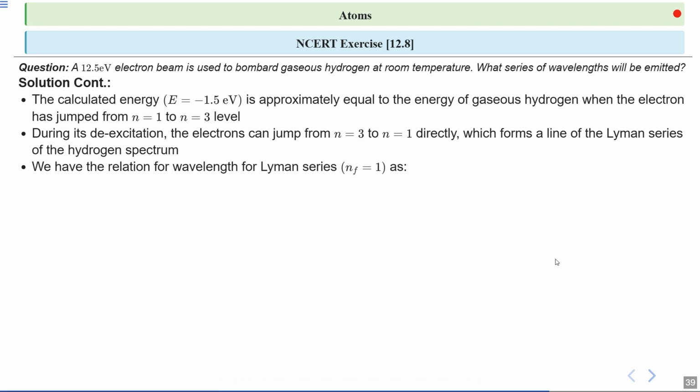To find the exact wavelengths, we use the formula for the Lyman series, where the final energy level nf is 1. This formula relates the wavelength of the emitted light to the initial and final energy levels of the electrons. The formula for the Lyman series is 1 upon lambda i1 equals RH times 1 divided by 1 squared minus 1 divided by ni squared.